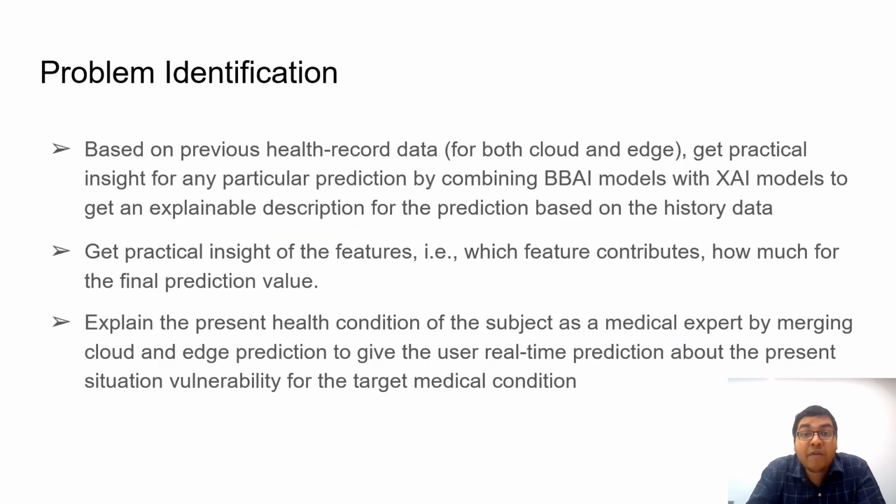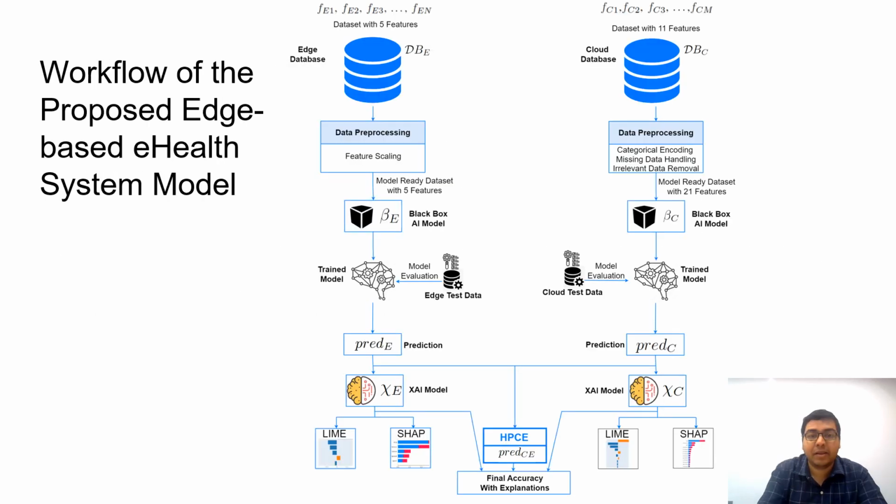So what is the problem we have identified here? Based on the previous health record data, both cloud and edge get practical insight for any particular prediction by combining black box AI models with explainable AI models to get an explainable description for the prediction based on the history data. Also, get practical insight of the features, that is, which feature is how important for the final prediction, and finally explain the present health condition of the subject as a medical expert by merging the cloud and edge prediction to give the user a real-time prediction about the present situation vulnerability for the target medical condition.